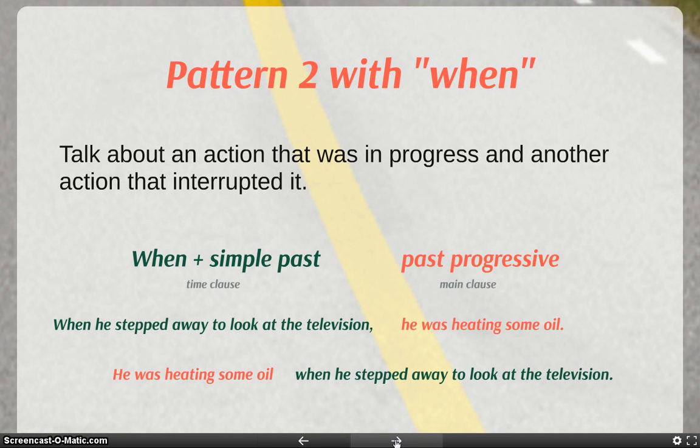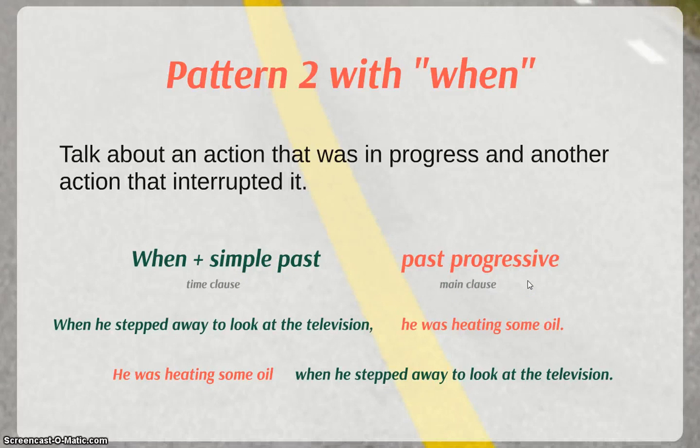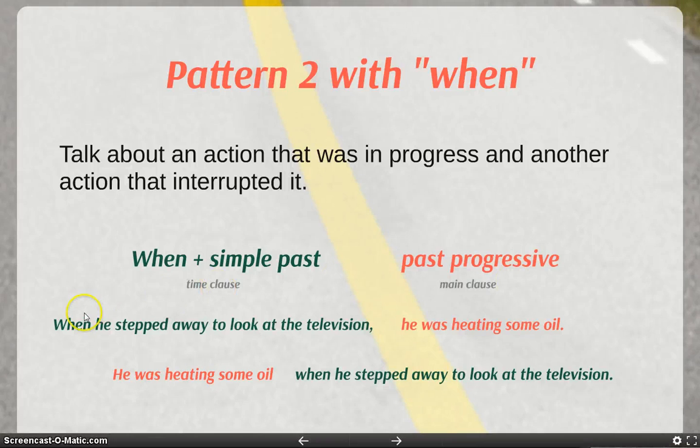Okay, here's pattern 2. This time it's with when. Talk about an action that was in progress and another action that interrupted it. So this is the same meaning that we did with while. This time with when, your verb is simple past. Your main clause verb is past progressive. It's the same two actions, but when you see when here, draw an arrow to that verb. That verb is simple past.